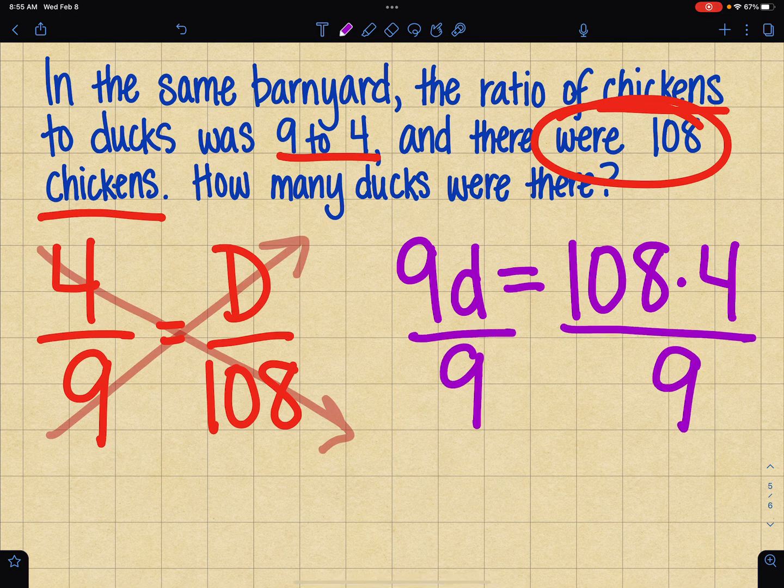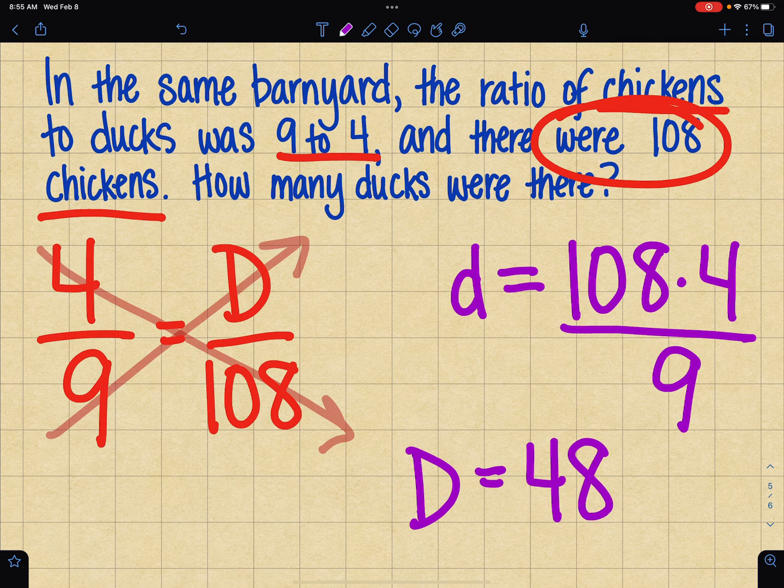Divide it by 9. Okay. D is equal to 108 times 4 divided by 9. Now, if you put all of that in your calculator, you will get that the number of ducks is 48. You should not get a fraction or a decimal here, right? Because you can't have half a duck. So it should be a whole number, if this problem makes sense.